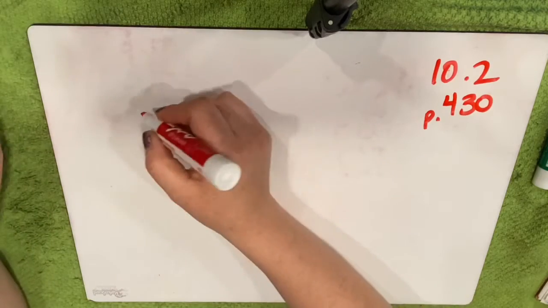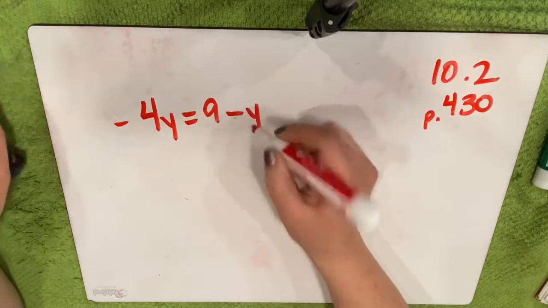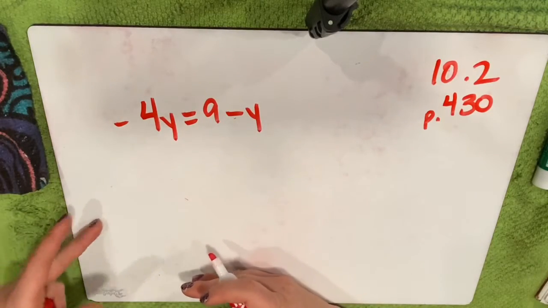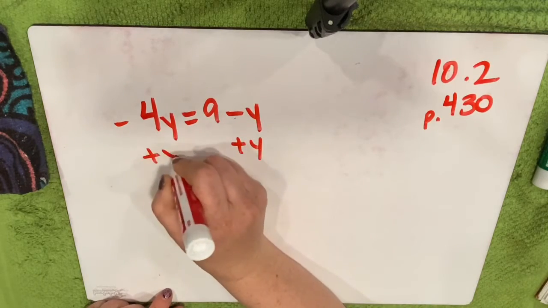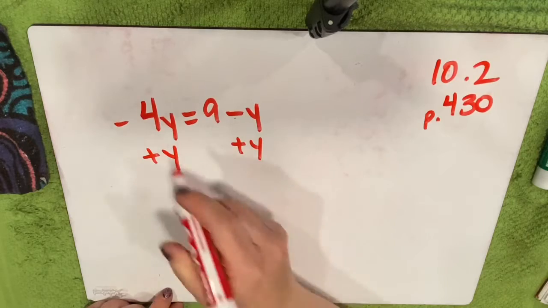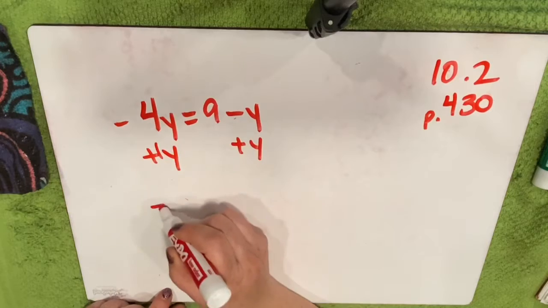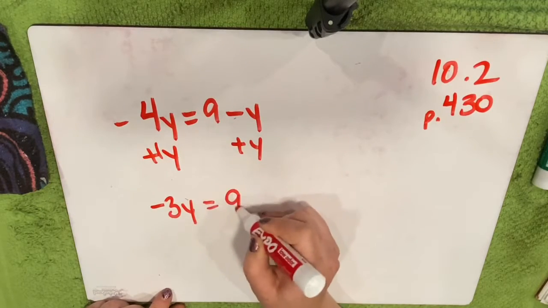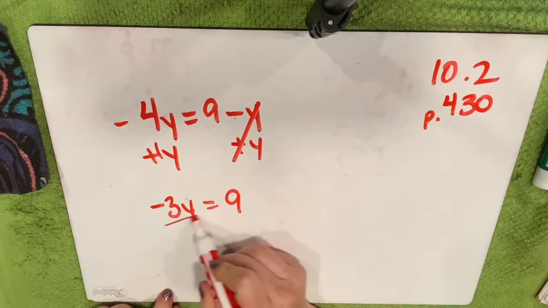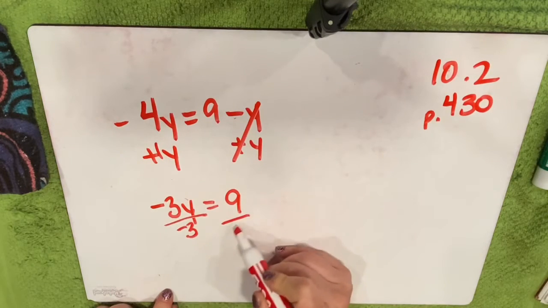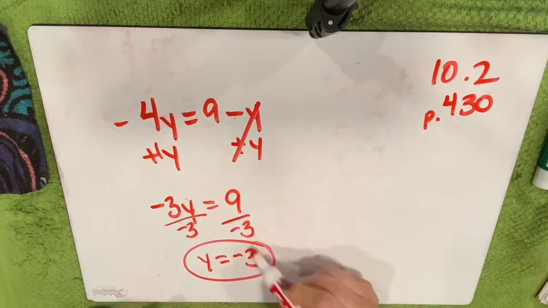Okay, so they have -4y equals 9 minus y. So I got to get all the y's to one side and all the numbers to one side. So I'm going to plus y. Now what is this? How many y's is that? It's 1 y. So I have -4 plus 1 is -3y equals 9, because that cancels each other out. Then you're going to divide by -3, divide by -3. y equals -3. Okay?